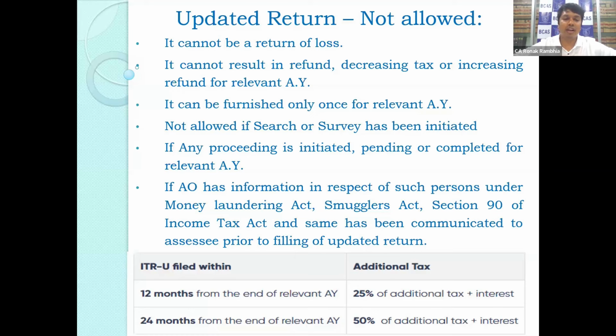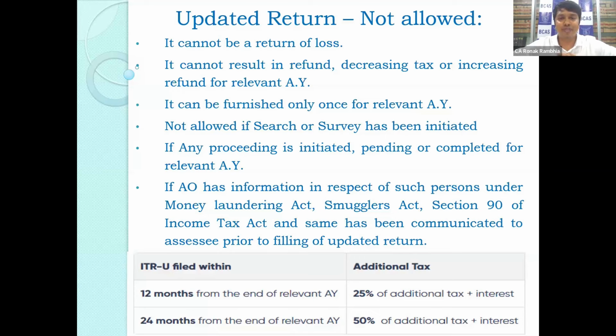Further, in case of ITR-U, if it is filed within 12 months from the end of the relevant assessment year, you have to pay 25% of the additional tax plus interest. And if it is filed after 12 months but before 24 months of the end of the relevant assessment year, one has to pay 50% of the additional tax and interest.